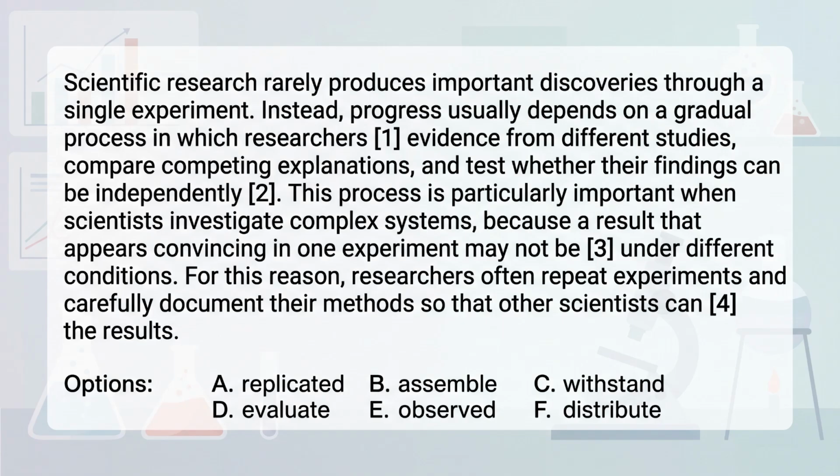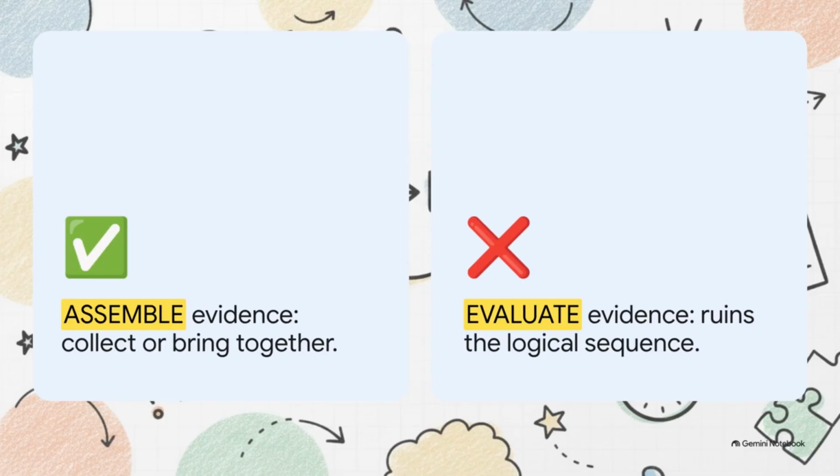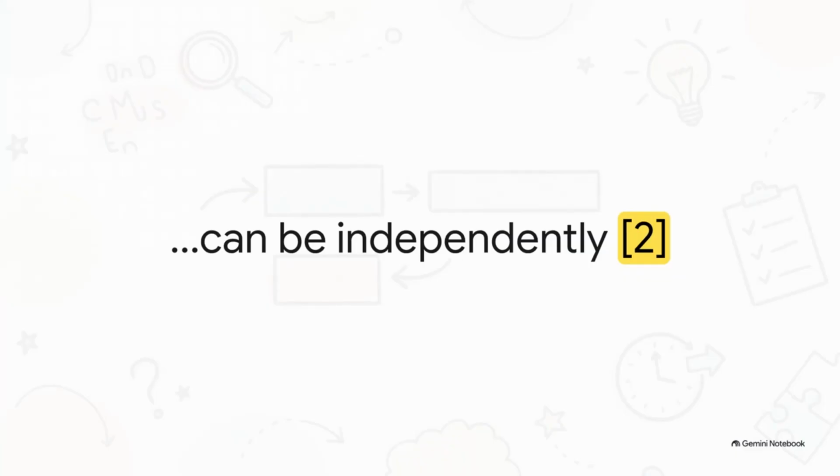But look at what happens right after our blank. It says, compare competing explanations and test whether their findings. The paragraph is actually giving us a chronological sequence of research. First, you collect or bring together the data. You assemble it. Only then do you compare it. Choosing evaluate right at the start ruins that entire logical sequence. So, assemble is literally our only logical choice. Let's move to the next blank and see how this builds.